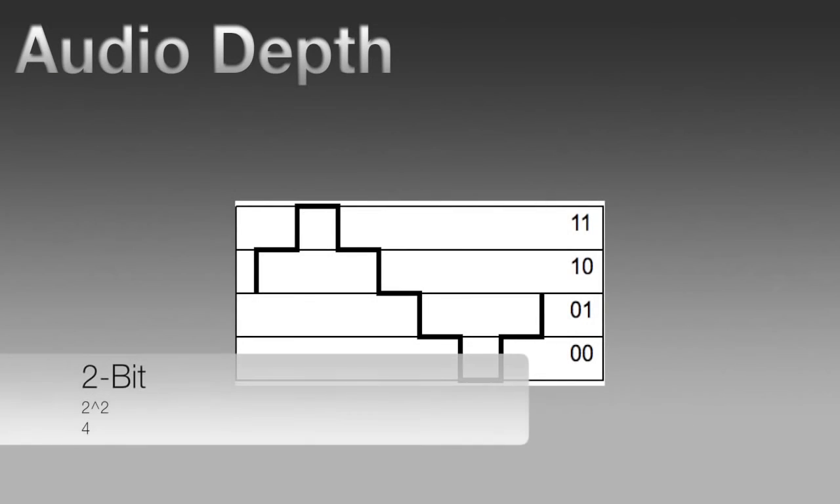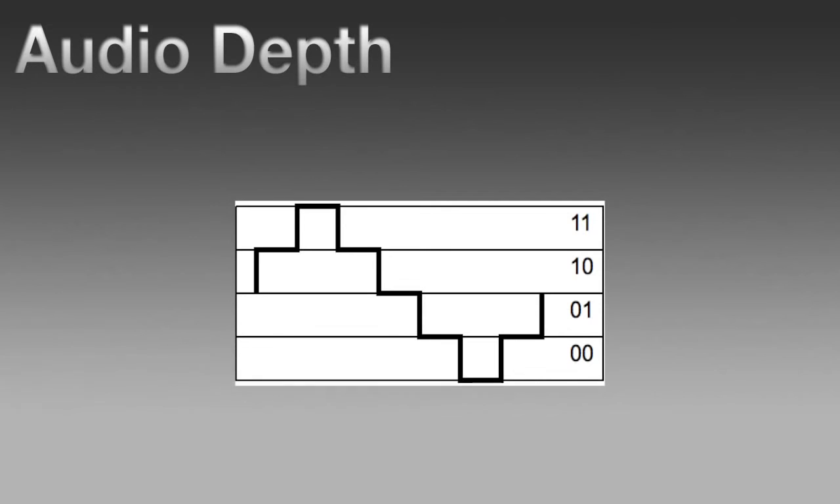Audio depth follows the same basic principles, except it is used for audio, of course. Here's a square wave graph of 2-bit audio. It has 4 different quantization levels. In layman's terms, this can only produce 4 sounds.